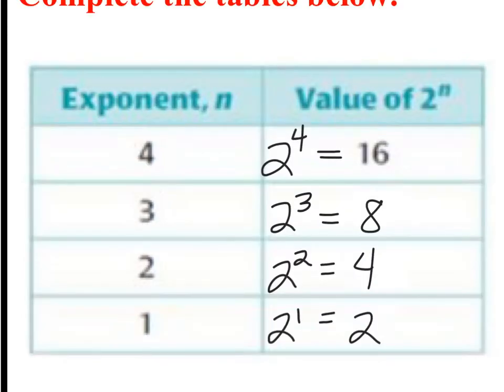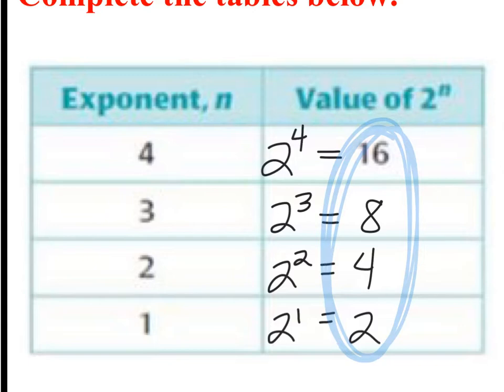If you look, please, at these numbers, which I'm going to circle in blue. To go from 16 to 8 to 4 to 2, there's a pattern. What is it? You divide by 2. Okay, go ahead and write that in. Between all of these numbers, to get from 8 to 4, you divide by 2. 4 to 2, divide by 2. Okay? Yes.